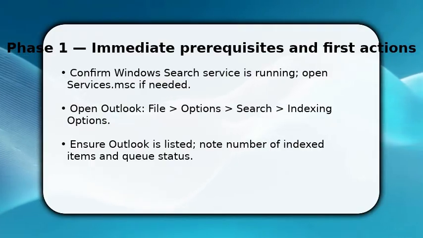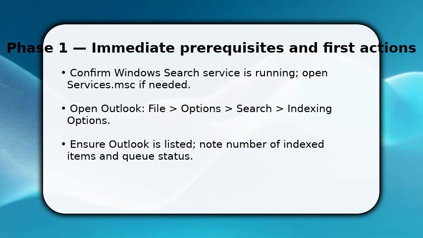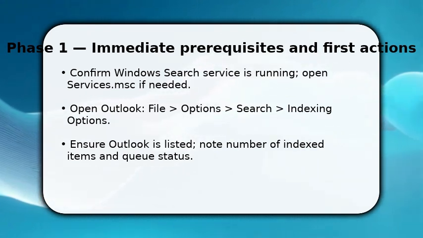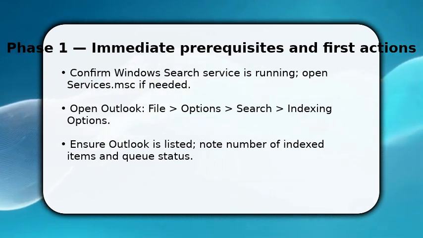You're going to start the indexing process now. First, make sure Windows Search is running because Outlook relies on it. Open Outlook and navigate: File, Options, Search, then Indexing Options. Once there, check that Microsoft Outlook appears in the included locations. This tells you what's being indexed. If it's missing, add your Outlook data file.